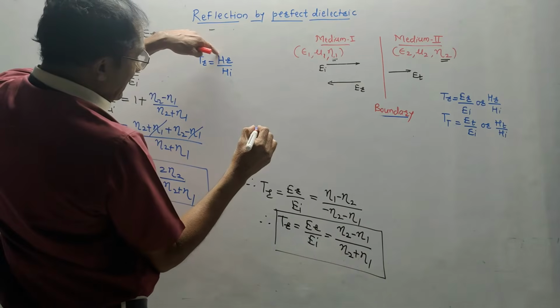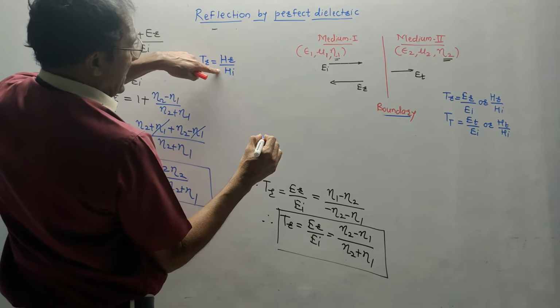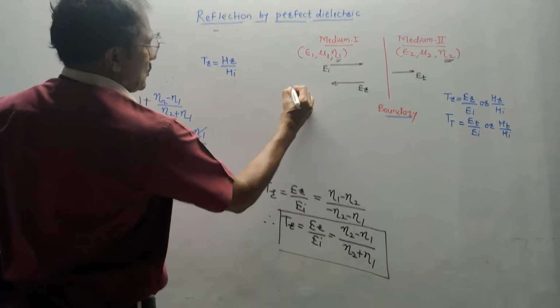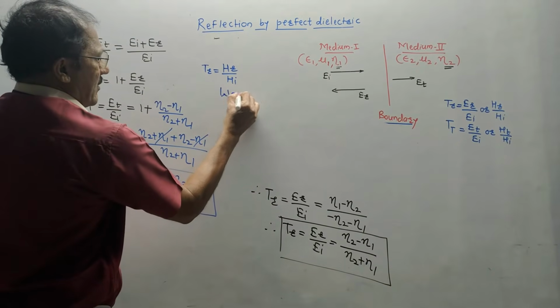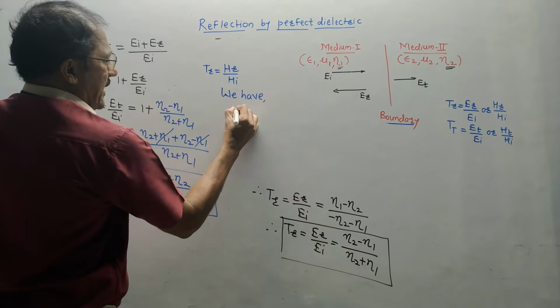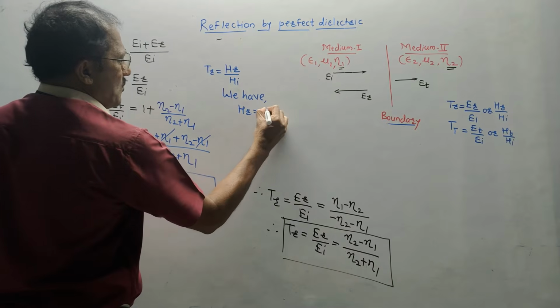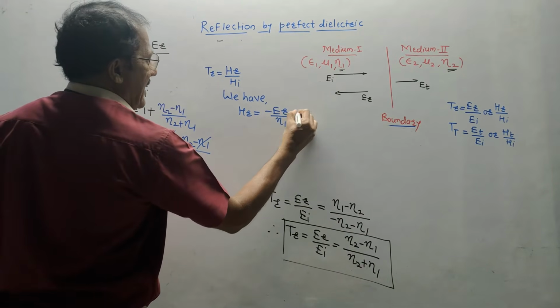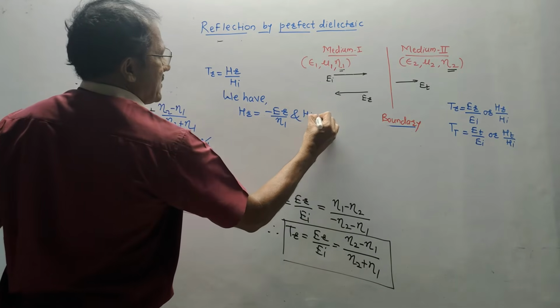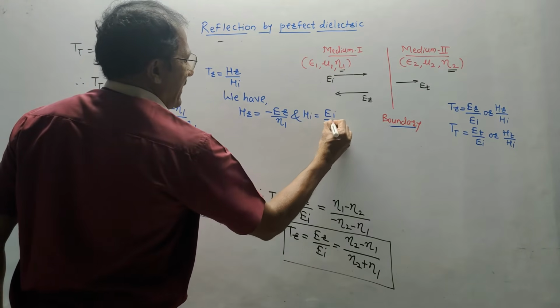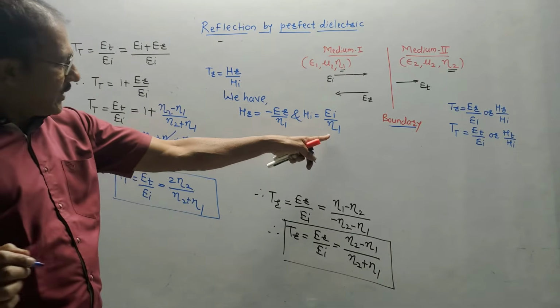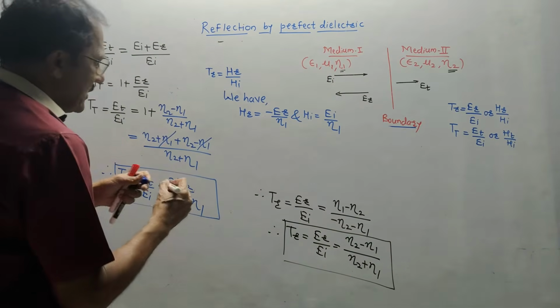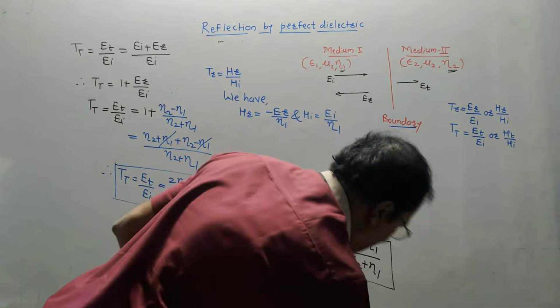Just now we have written the equations of HR and HI in terms of E. So we have HR is equals to minus ER upon eta 1 and HI is equals to EI upon eta 1. Just now we have discussed, we have developed this equation. So put these values. So I will get another equation like this.